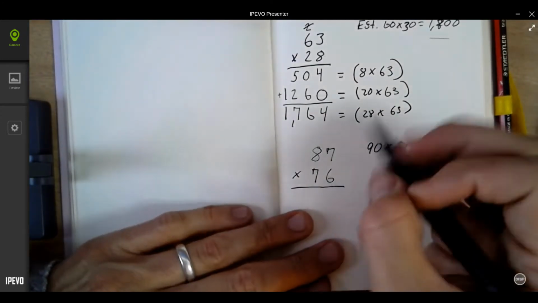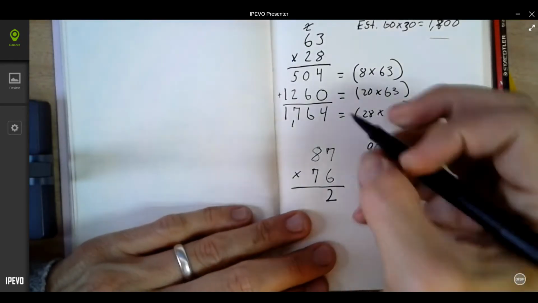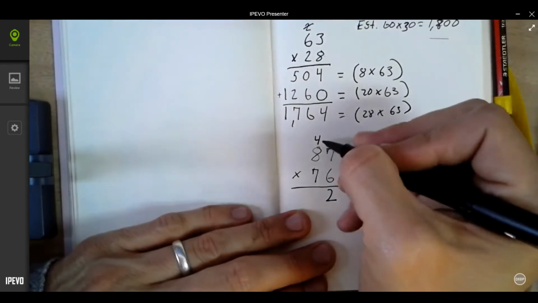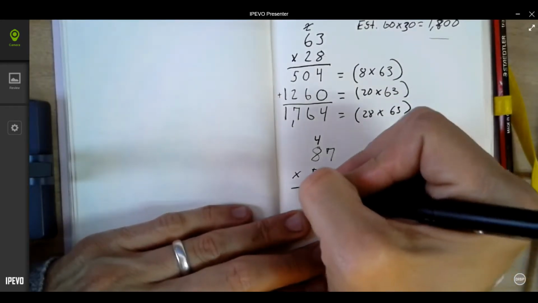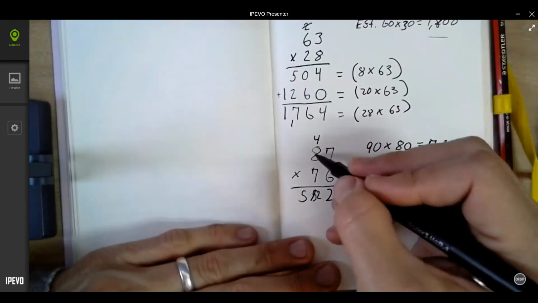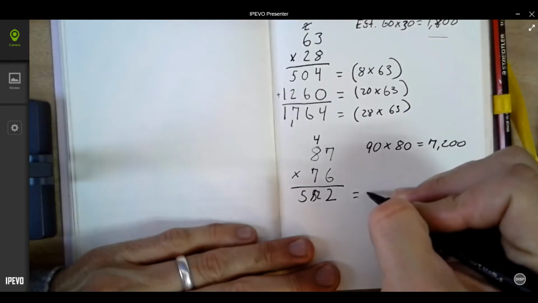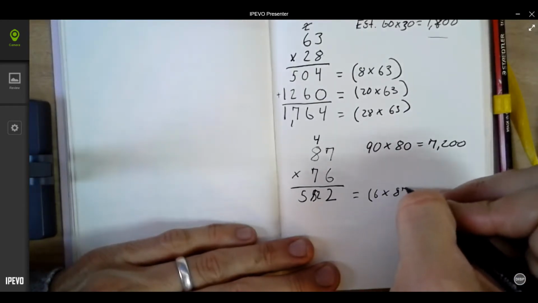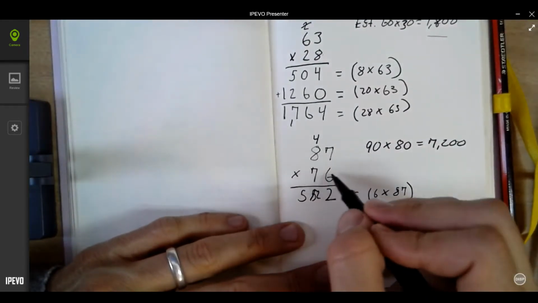I go through that process. 6 times 7 is 42. So I got 2 here, I put my 4 up in the tens. 6 times 8 is 48, plus 4 is 52. Oops, see? 52. All right. So remember, this whole line is 6 times 87. The next thing I do is I'm looking at 70.